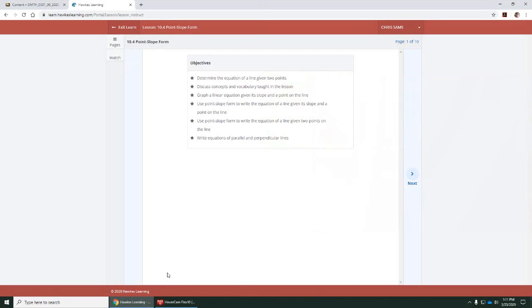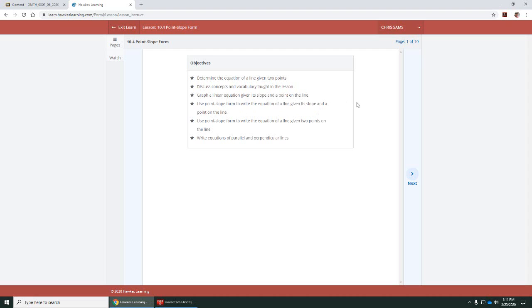Okay, we're going to be looking at section 10.4. This is point slope form. These are the learning objectives listed here. We're going to determine the equation of a line given 2 points. We're going to have some vocabulary terms that we will look at. We're going to graph linear equations given slope and a point.